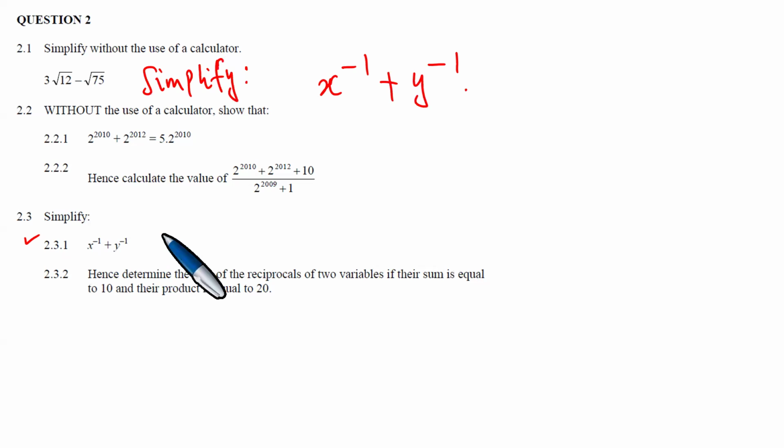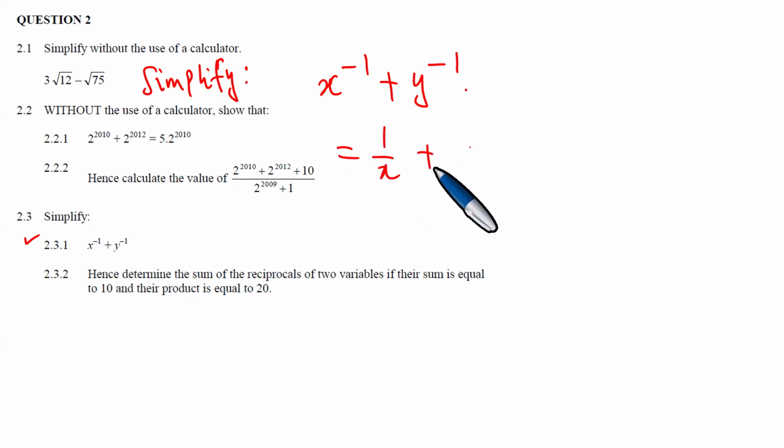Who is done with the simplification of this one? I'm done, sir. Okay, what did you get, Tenilo? That was quick. It's y plus x all over x times y. Well done. That is awesome.